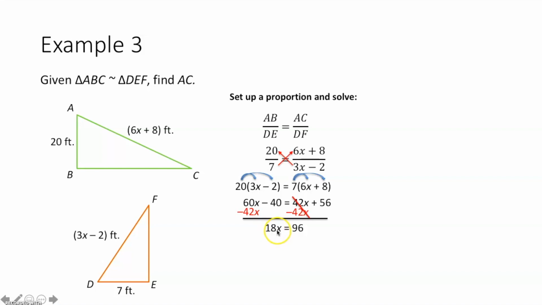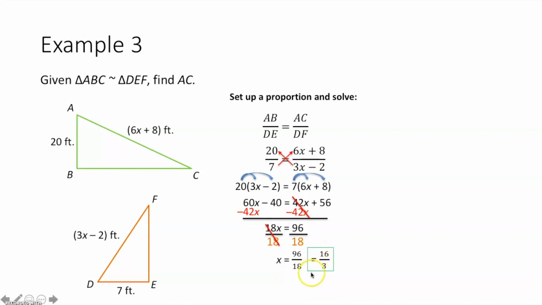Now, I have my variables on the left. I need to move my constants to the right. So this 18 has to go over here. How do I do that? Since it's 18 times x, I do the opposite, the inverse. I divide by 18 on both sides. These cancel each other out. I'm left with x is equal to 96 over 18, which simplifies down to 16 thirds.